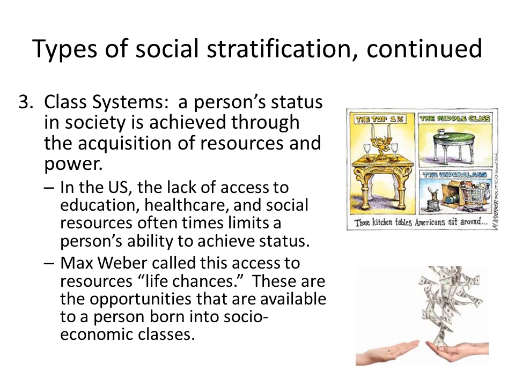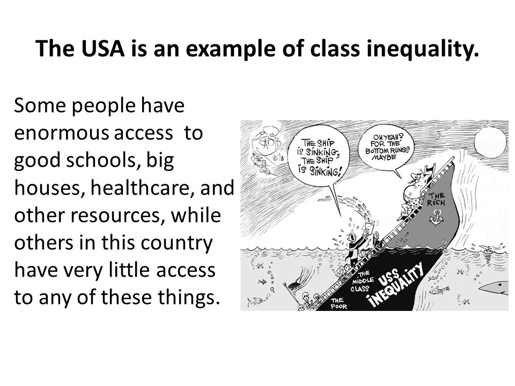So when we look at this kind of system, what we're seeing is there are haves and there are have-nots. The U.S. is an example of class inequality. Some people have enormous access to good schools, big houses, healthcare, and other resources, while others in this country have very little access to any of these things. And especially in the last 15 years, the rich are getting richer, the middle class are falling underwater, and the poor are basically being left to drown.